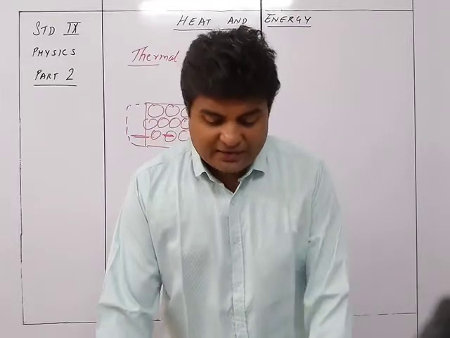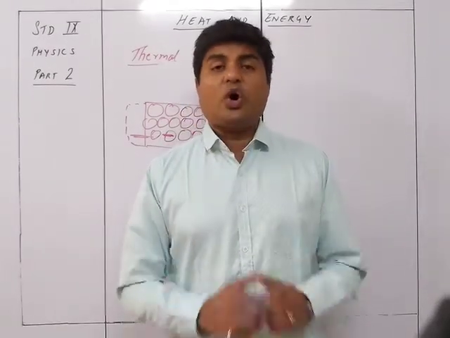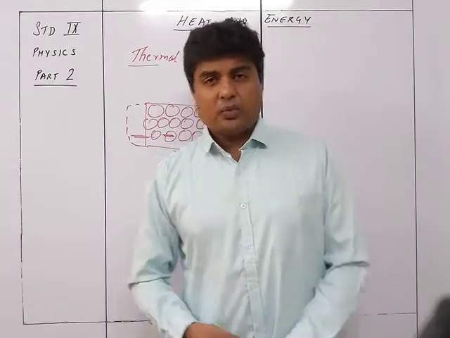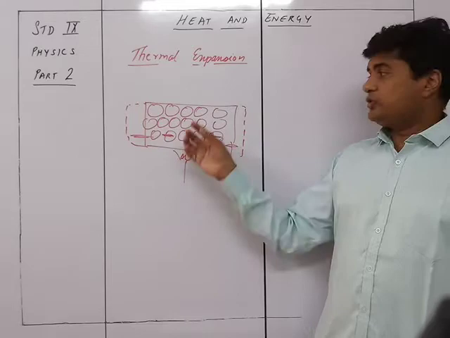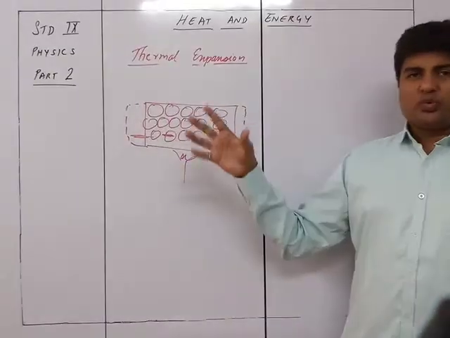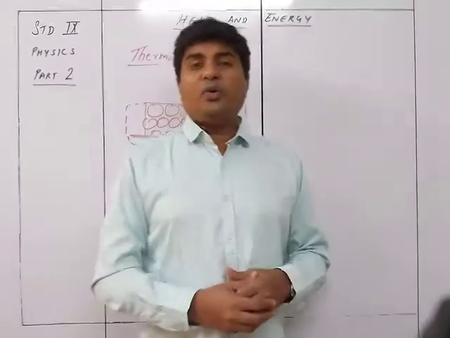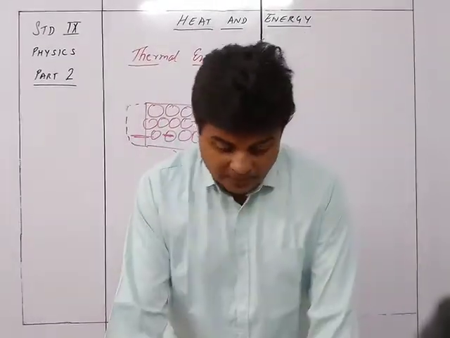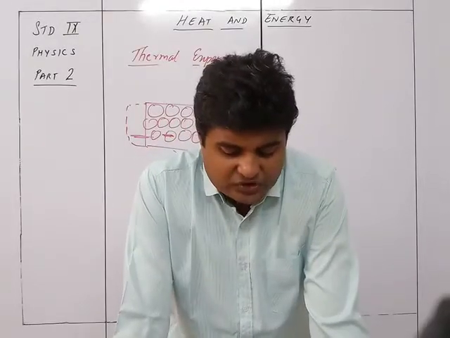A solid has a definite shape, but when a solid is heated, it expands in all directions. So when it is a solid, it has a definite shape, but when it is heated, it will expand not only lengthwise but also breadthwise and heightwise. So all three dimensions, length, breadth and height, are going to increase when a solid is heated. That is, the length, area and volume all increase on heating.